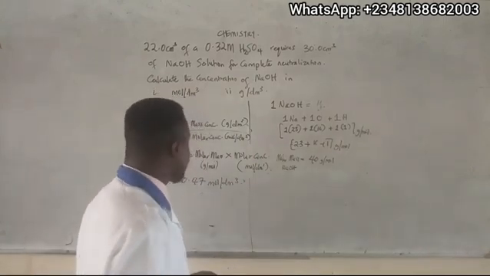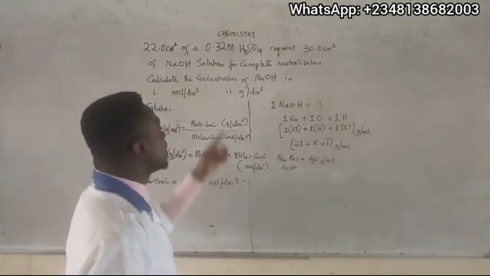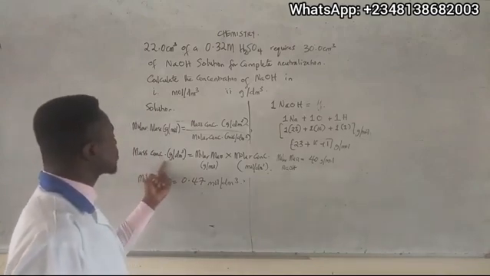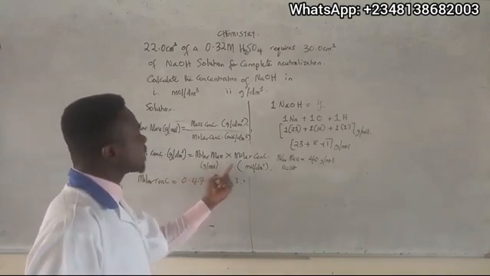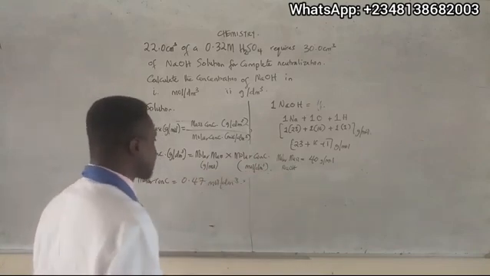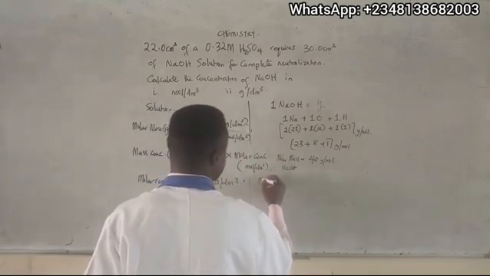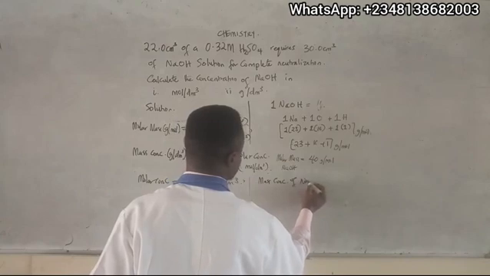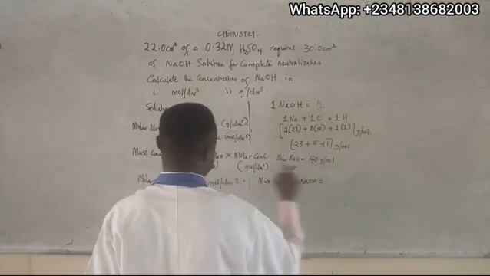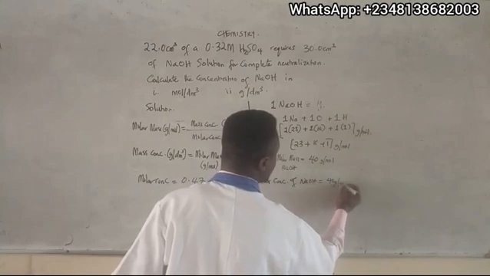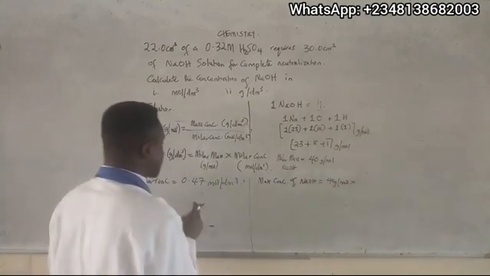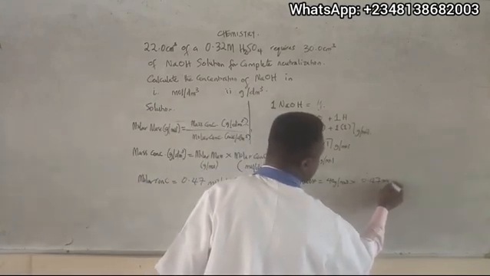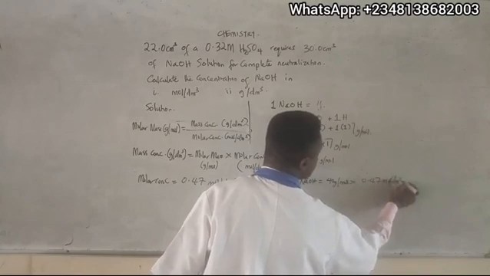So with this, we can comfortably find the mass concentration of sodium hydroxide. We established here that mass concentration in gram per dm³ is equal to molar mass times molar conc. So let's substitute these values. The mass conc of sodium hydroxide is equal to the molar mass, which is 40 gram per mole, times the molar concentration, which is 0.47 mole per dm³.